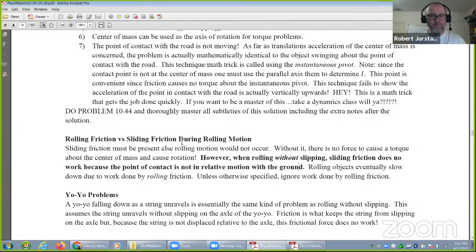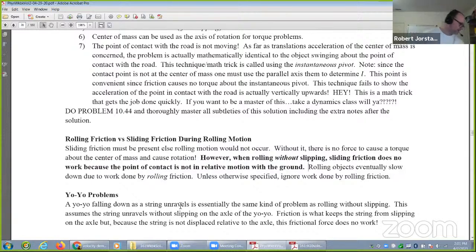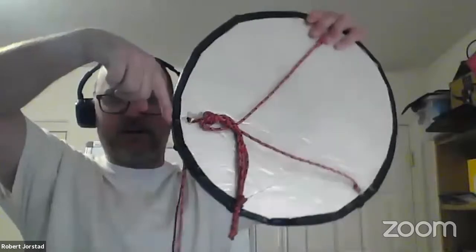All right, so you're going to want to reread this page later, but just rolling friction, we're going to ignore that. Sliding friction, right? We need to have static friction. It does no work, so that's great. And a yo-yo falling down a string is exactly the same kind of thing. I know this seems a little bit crazy, but if I viewed this as a yo-yo, it's rolling down the string. So imagine there's a string wrapped around this. You're rolling down the string.